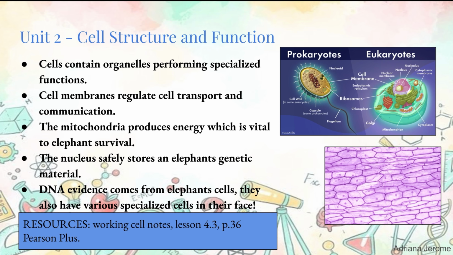In Unit 2, Cell Structure and Function, we were able to connect this unit back to the Elephant Ecology unit and learned that elephants depend on specialized cells and organelles to survive. Organelles, like mitochondria, produce energy, while the nucleus stores genetic material. Cell membranes also are very helpful in regulating movement and communication inside cells. We found this information in the Working Cells notes and Lesson 4.3 on page 36 in the Pearson Plus textbook.